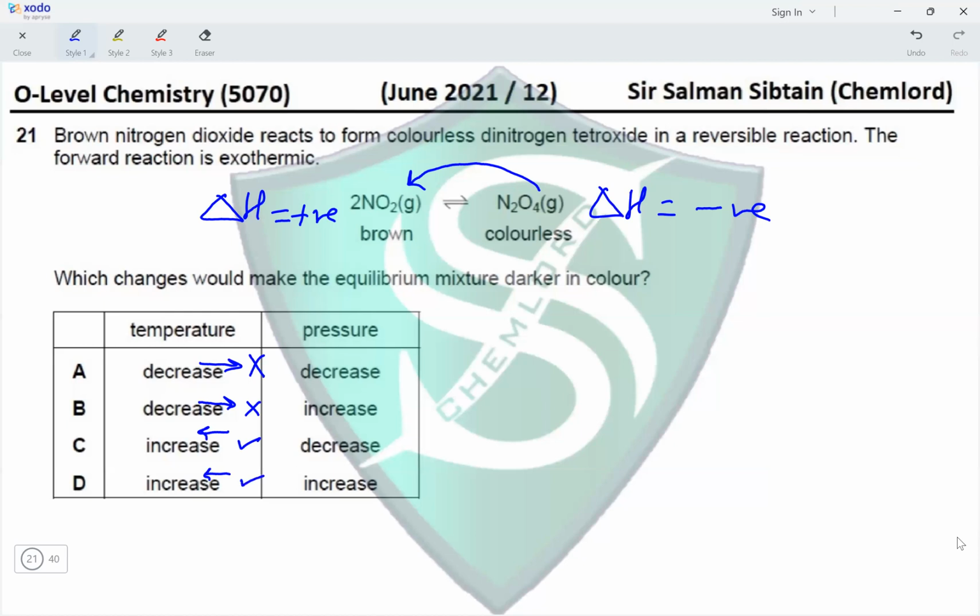Now let's look at the pressure. In this case, there are 2 moles of reactants and 1 mole of product. An increase in pressure will favor the forward reaction. A decrease in pressure will favor the backward reaction. So we need to favor the backward reaction and not the forward reaction, making option C the correct option for this question.